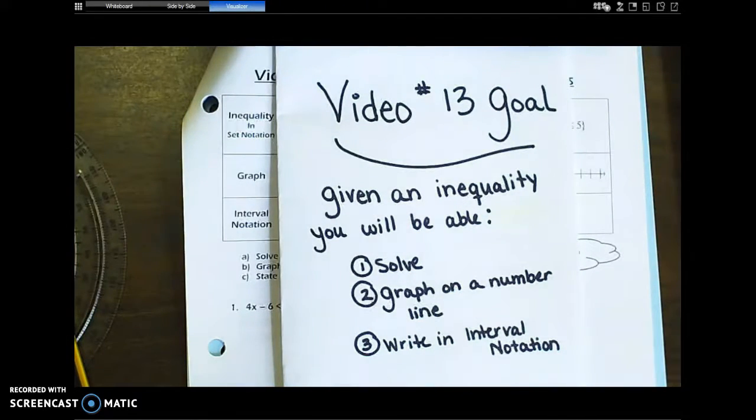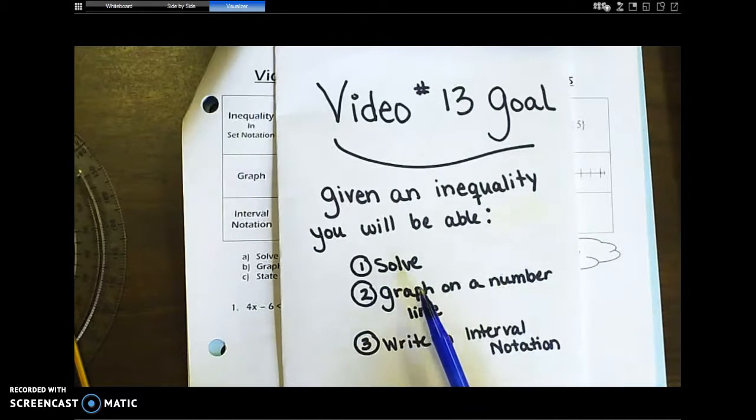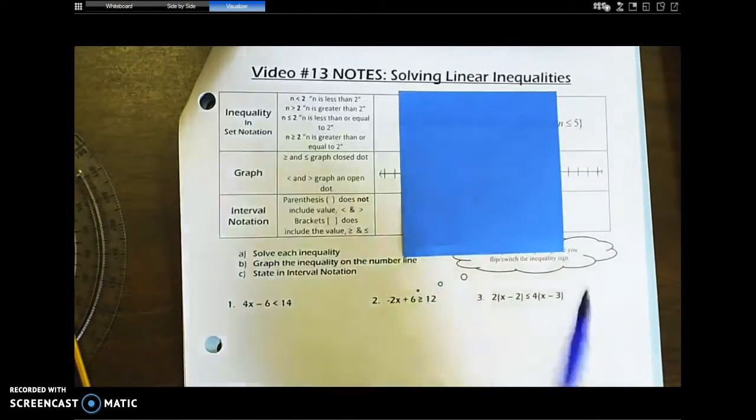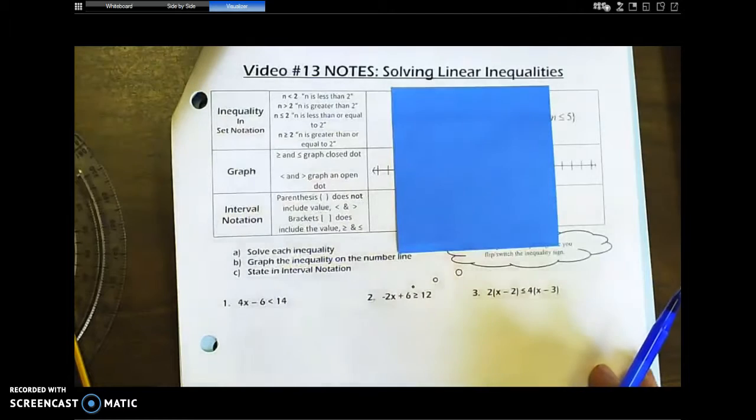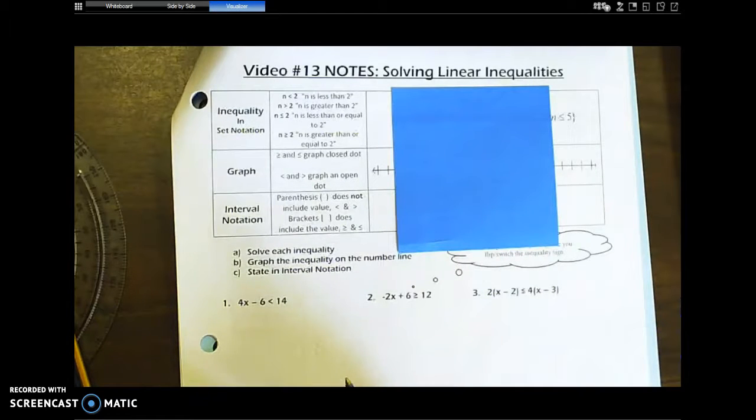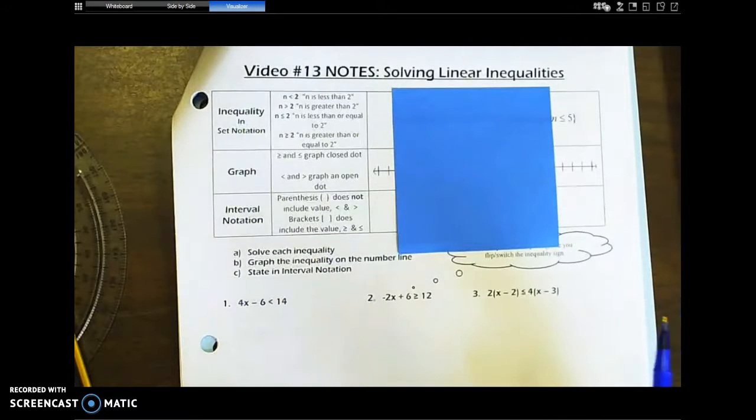Our goal for today: given an inequality, you will be able to solve it, graph it on a number line, and write it in interval notation. So this is going to be something a little new for today. Let's go ahead and review what an inequality is. An inequality is when you have not one solution, but a range of solutions.